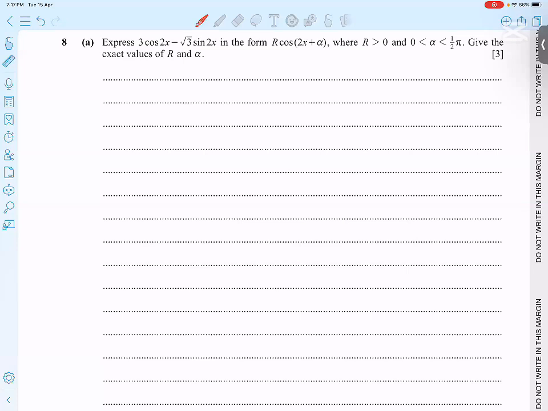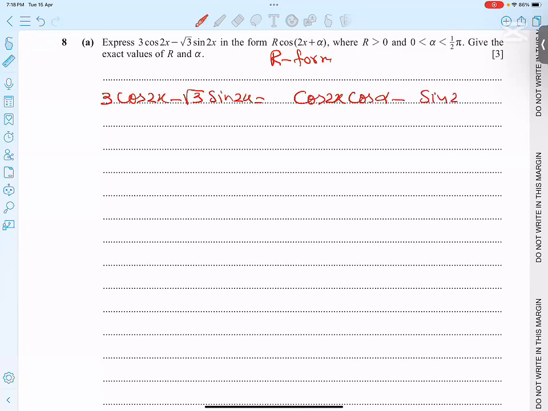Question number 8, we have to express this into this form. It's also called R form. Okay, so what is the method to do? 3 cos 2x minus root 3 sine 2x. And for the cos formula we have to expand here. Basically, cos formula is cos first angle, cos second angle, and opposite sign of it, I mean negative, sine first angle, sine second angle. But because r is multiplying the whole bracket, r will come here and r will come here.